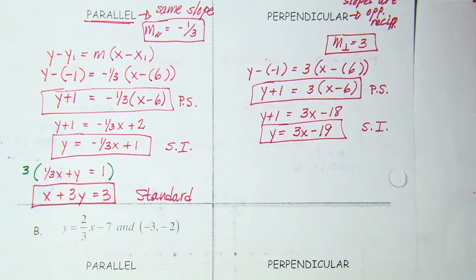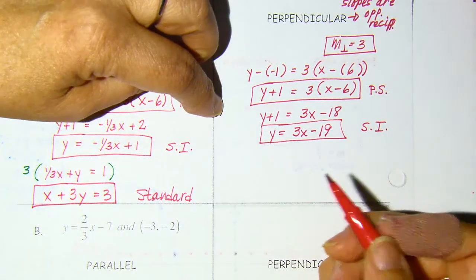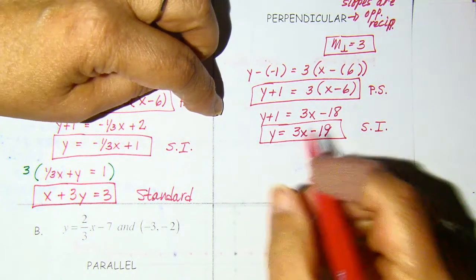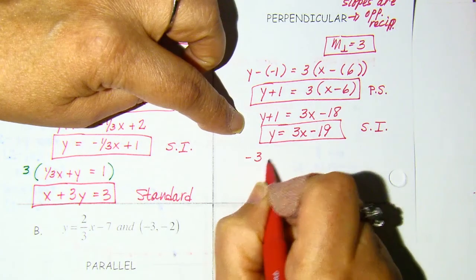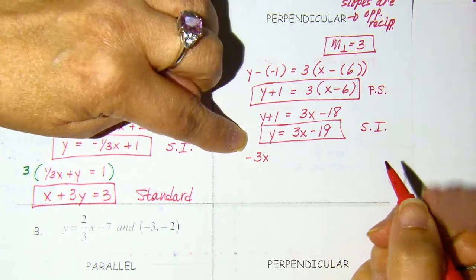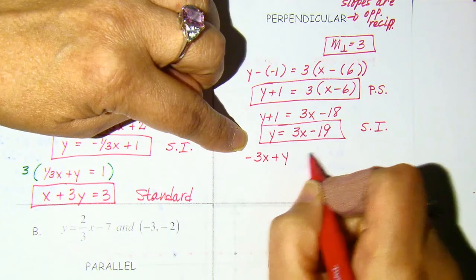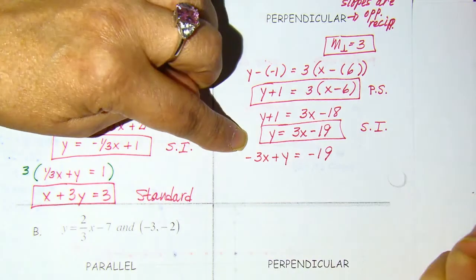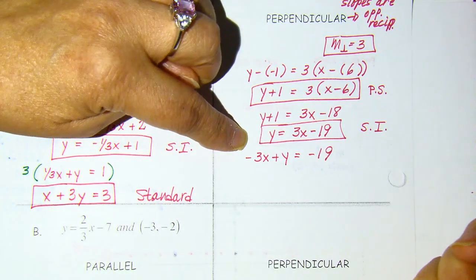Now I need to put it in standard form. That means the x and the y have to be on the same side. So I'm going to take the 3x over. It's positive on the right, so it would be negative on the left. I end up with this, negative 3x plus y equals negative 19.